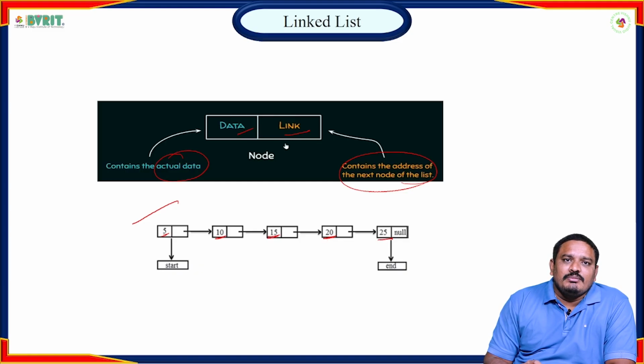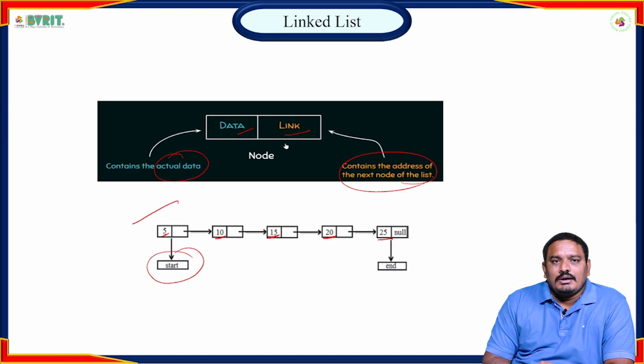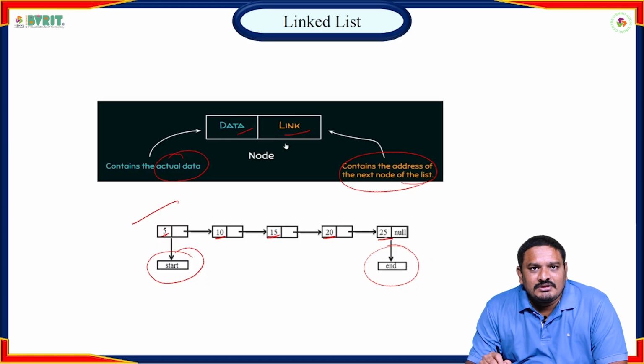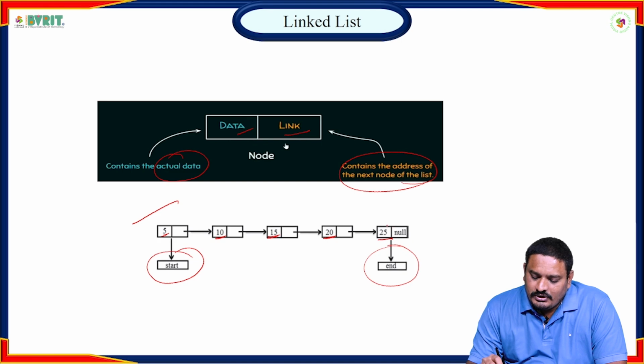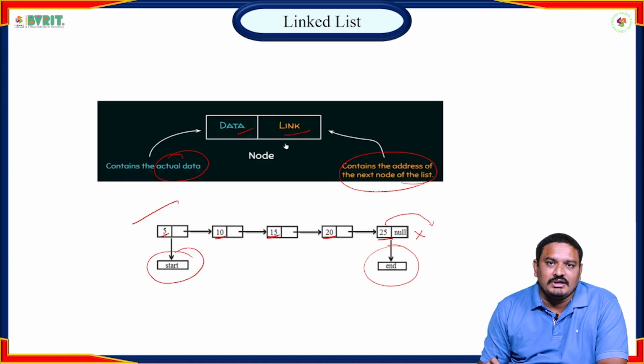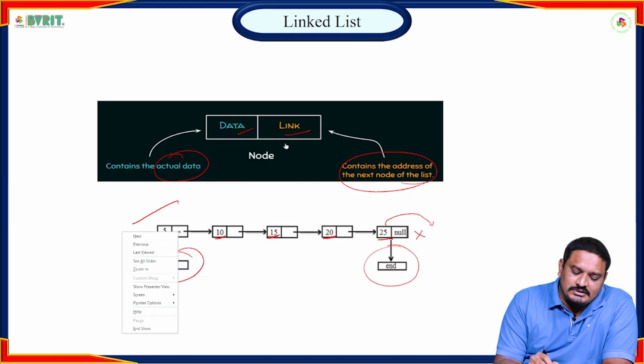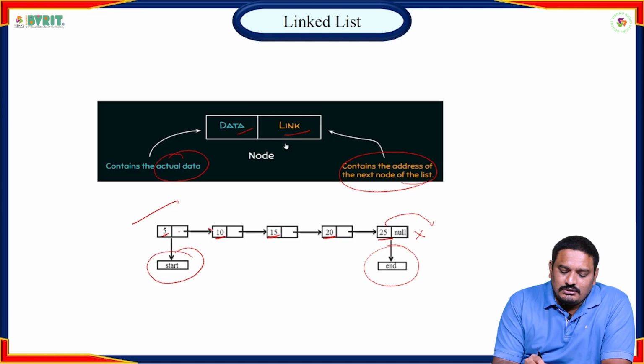The linked list starts with a starting node and ends with an ending node. Here 25 has the address null. What does that mean? The 25 node is the last node in the linked list. It has no extension to another node, so it is represented as null, or also with a cross. The first element has 5 and the second field is the address of the next node.